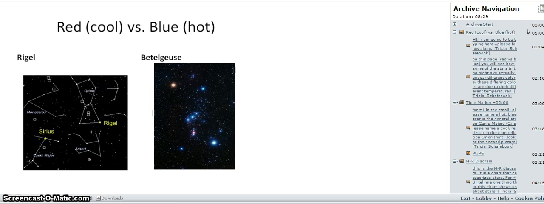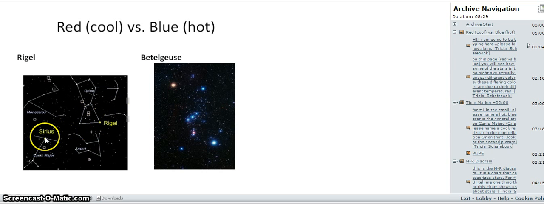This first screen, you will see you have red stars, which are considered cool stars, and blue stars, which are considered hot stars. You'll notice in the first picture you have a few different constellations. You have Monoceros, Canis Major, Lepus, the Hare, and Orion. You'll also notice that you have two stars labeled.